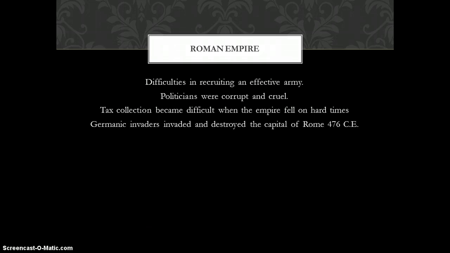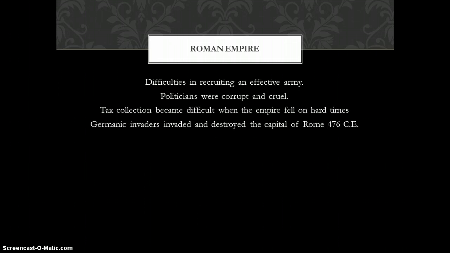And tax collection became difficult when the empire fell in hard times. Economy was going down due to a lack of trade. That was also a big factor that I didn't write down here. Trade was declining, so people weren't making as much money, and they couldn't pay the taxes, so the government wouldn't get money. So basically it was sending everyone down into a bankruptcy, basically. And then finally we have Germanic invaders that invaded and destroyed the capital of Rome in 476 CE.